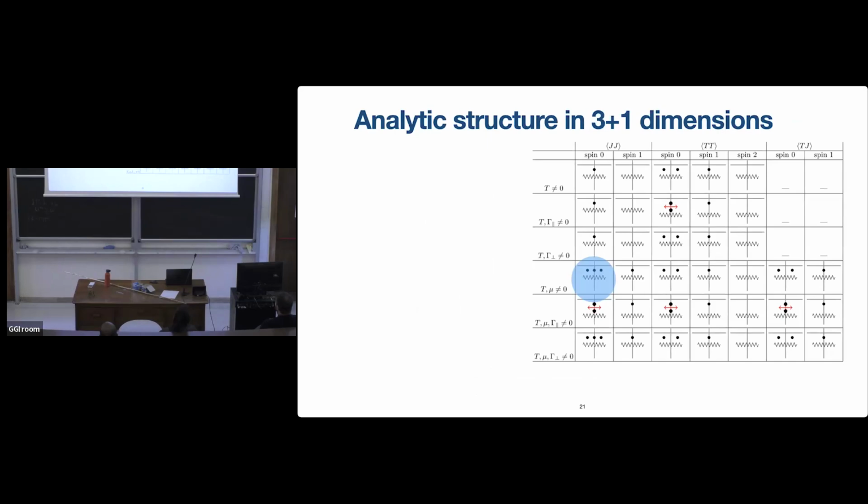Good. The next thing that's interesting that occurs is if you go to finite density. This is finite density and temperature. What we find in RTA kinetic theory is that there's a factorization that occurs in the analytic structure. So you have both sound and diffusion.